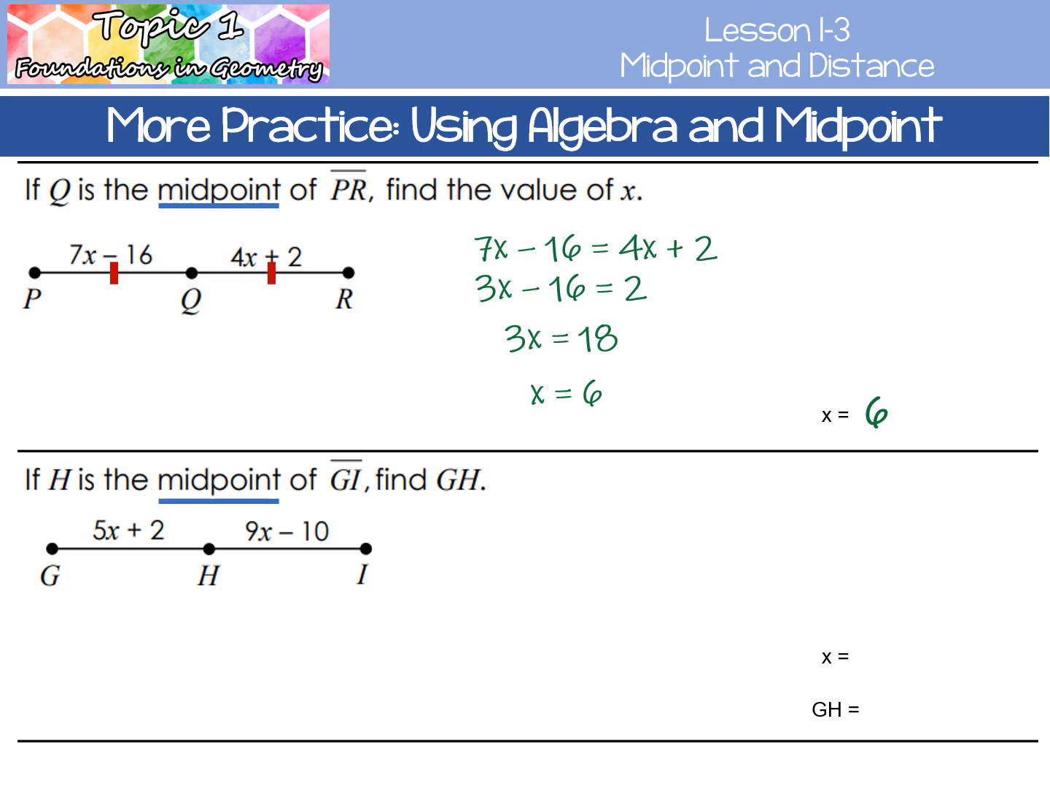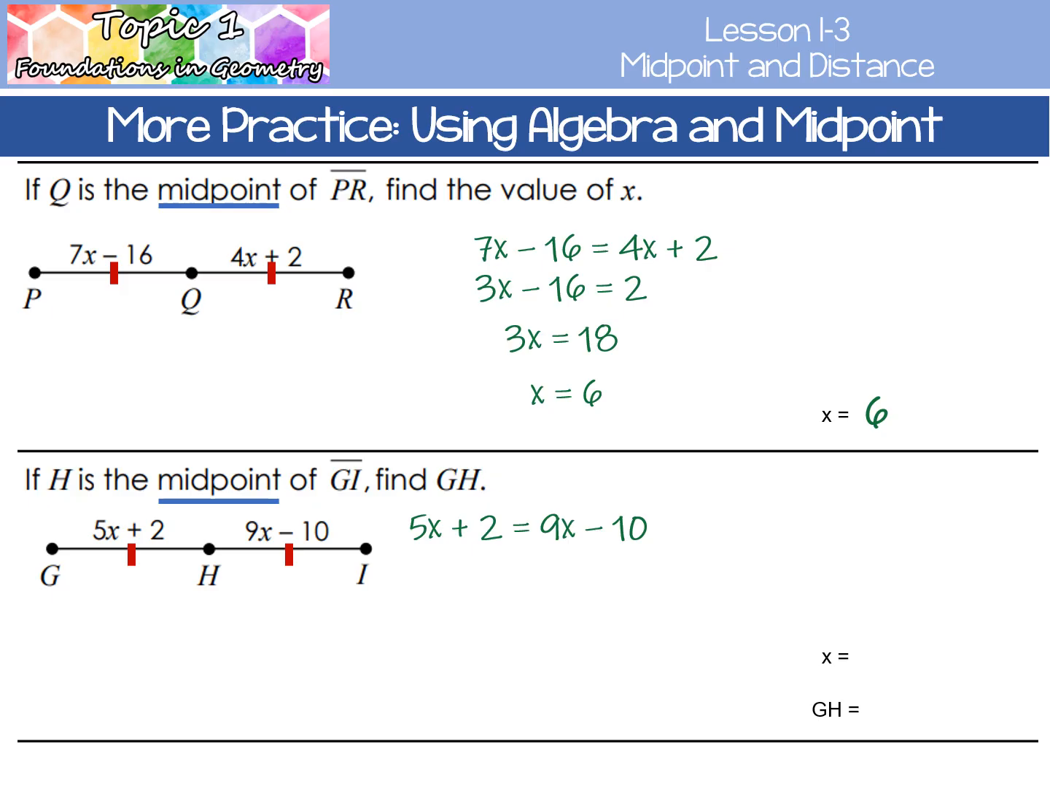It says if H is the midpoint, so we do know those two algebraic expressions are equal to each other, but this time we need to find the length of segment GH. So we have to find x first, and then we're going to plug it back in. So 5x plus 2 is equal to 9x minus 10.